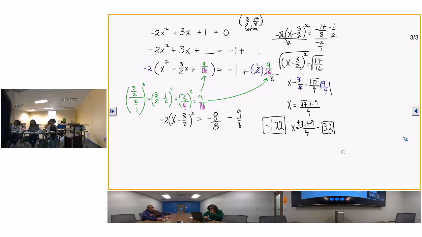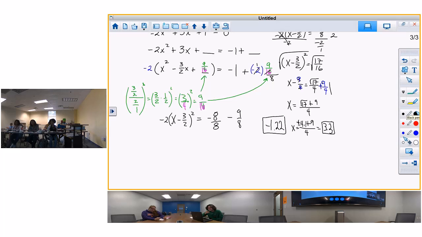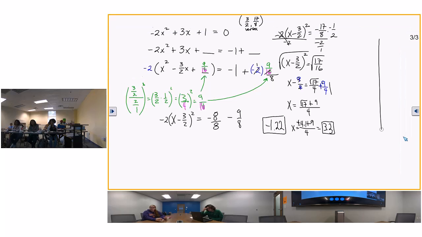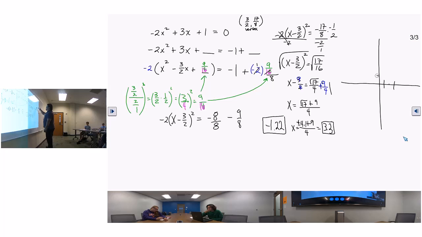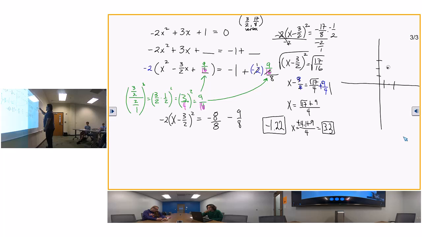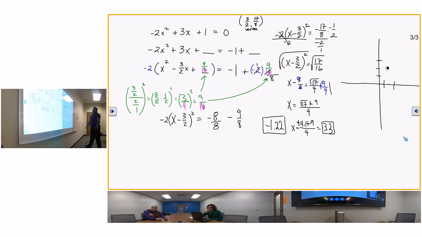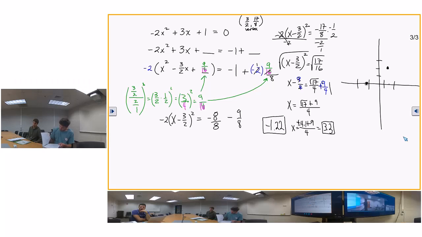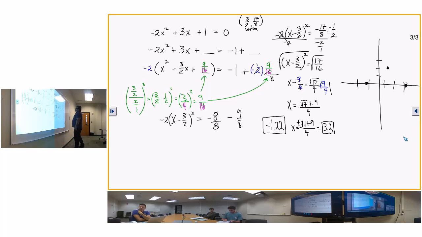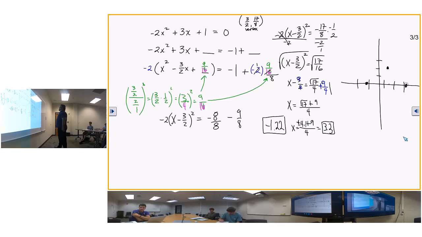So here we go. So 3 halves is 1 1/2. 17 divided by 8 is 2 1/8. So 1 1/2, 2 1/8. Got it right in there. Okay, what's my x-intercepts? Negative 1.2 and 3.2. And what's my y-intercept? 1.